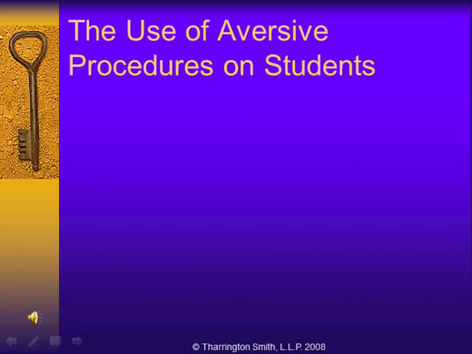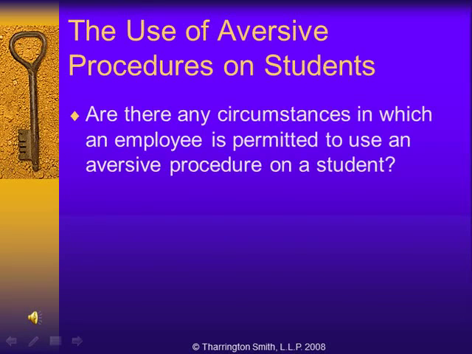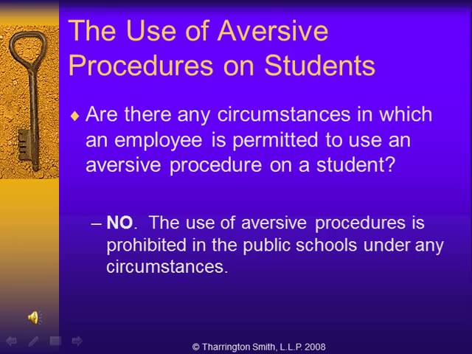Again, under no circumstances are public school employees permitted to use any aversive procedures on students. It doesn't matter what the student has done, whether the student is disabled or not, or whether someone believes that such a technique could be successful in teaching or managing the student. There are no exceptions to this rule. Aversive procedures are never okay in the public school setting.